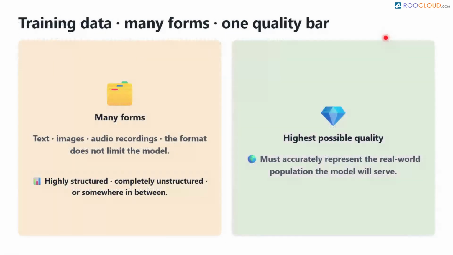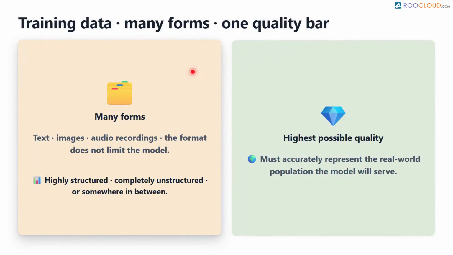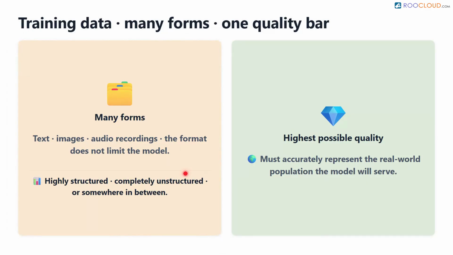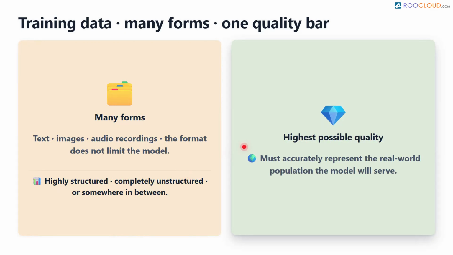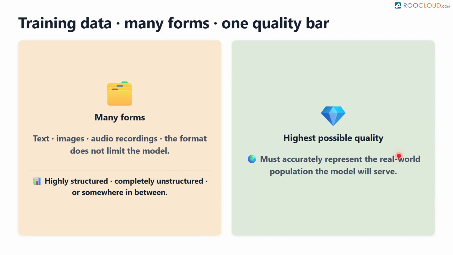Training data can take many forms, from text and images to audio recordings. It can be highly structured, completely unstructured, or somewhere in between. Regardless of the format, training data must be of the highest possible quality and accurately represent the real-world population the model will eventually interact with.